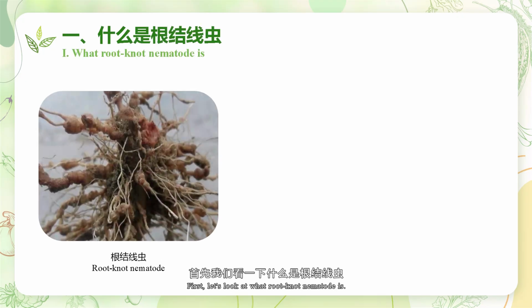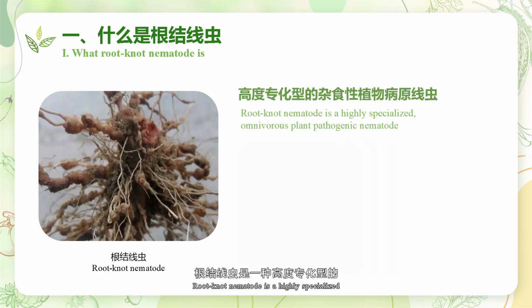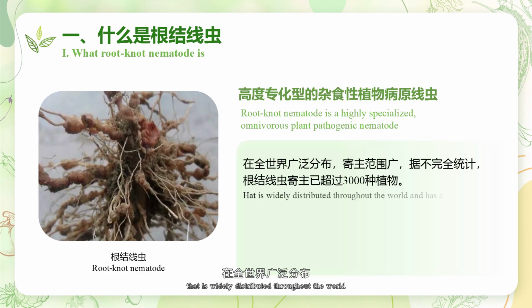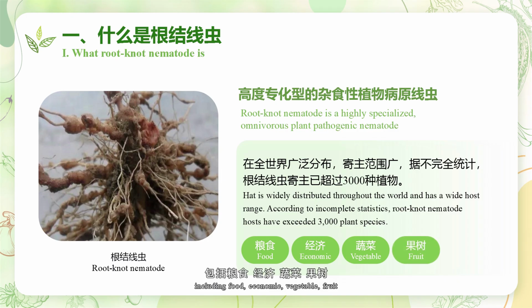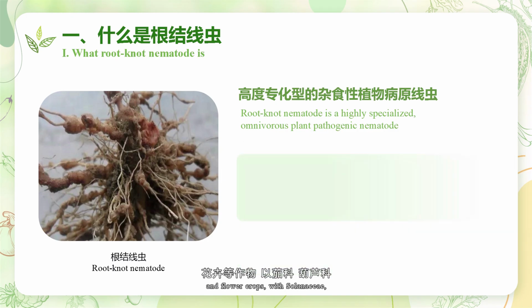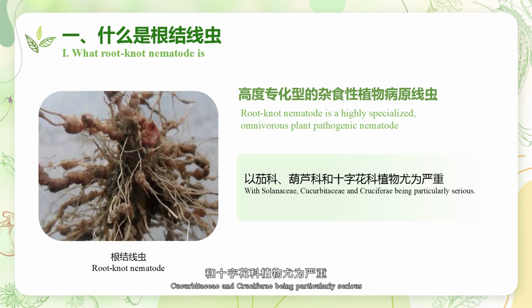First, let's look at what root knot nematode is. Root knot nematode is a highly specialized, omnivorous plant pathogenic nematode that is widely distributed throughout the world and has a wide host range. According to incomplete statistics, root knot nematode hosts have exceeded 3,000 plant species, including food, economic, vegetable, fruit and flower crops, with Solanaceae, Cucurbitaceae and Cruciferae being particularly serious.